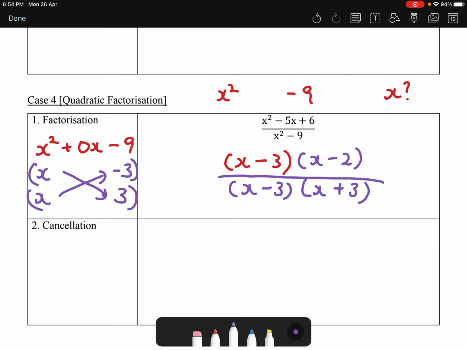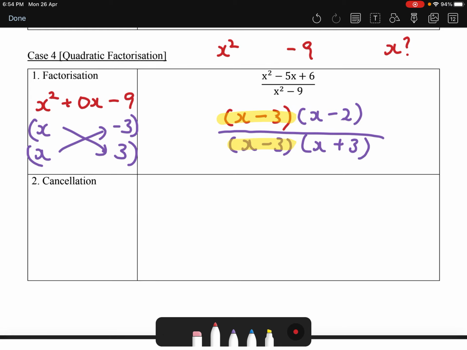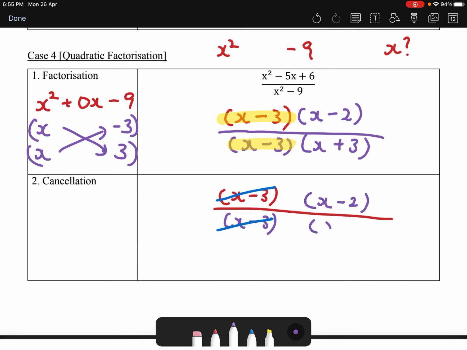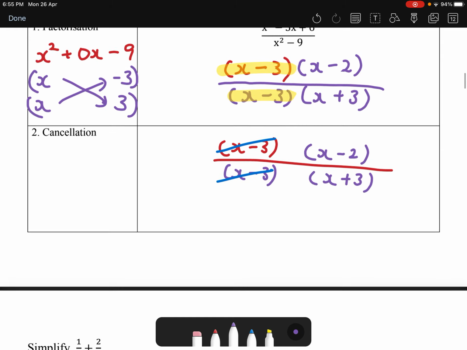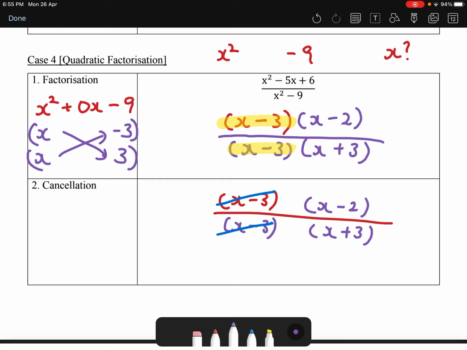So you look at the top and the bottom now. There is something in common, right? This x minus 3 and x minus 3. So I can do the cancellation now. So I do the cancellation. What is left is only x minus 2 over x plus 3. So this is all the different cases of how you simplify your so-called fraction.